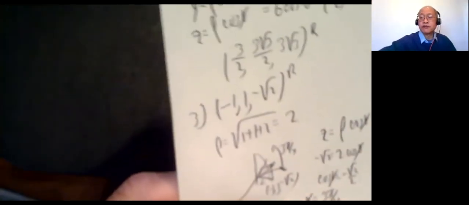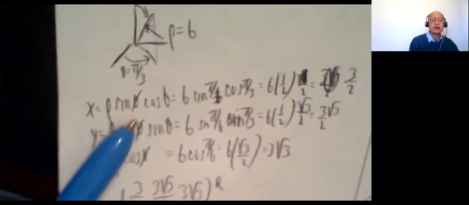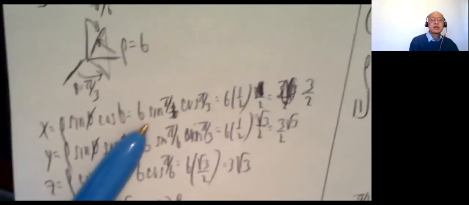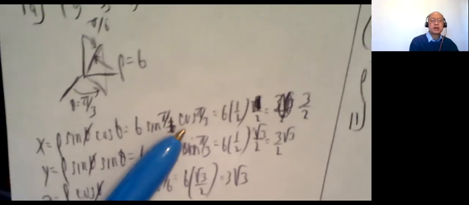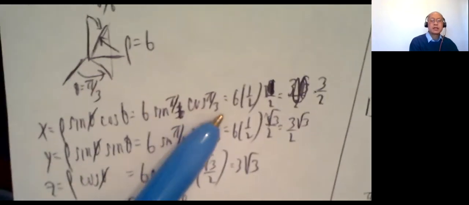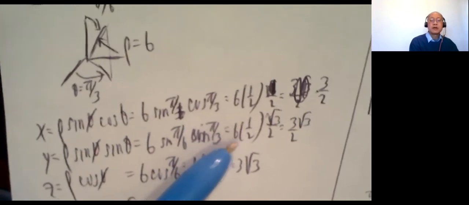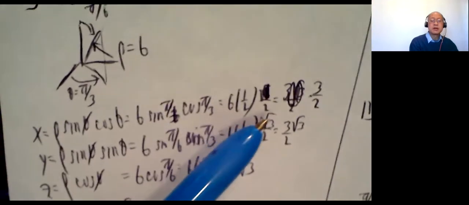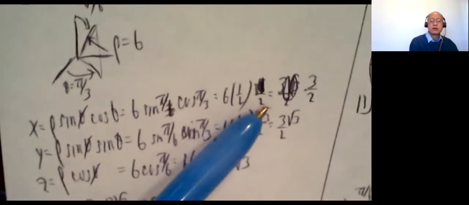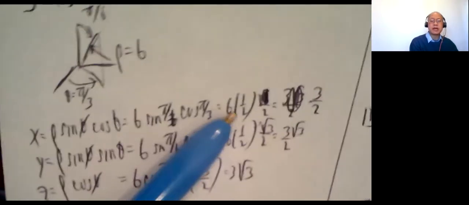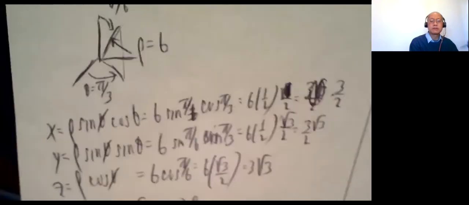All right, so what is that point in ordinary x and y? Okay, so I basically just plug into the formulas. So x is rho sine phi cosine theta. So 6 sine of pi over 6 cosine pi over 3, 6 times 1/2 times 1/2. 6 times 1/2 times 1/2, 3 over 2.